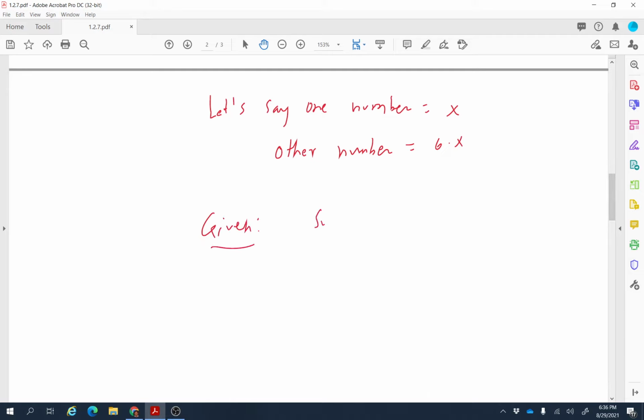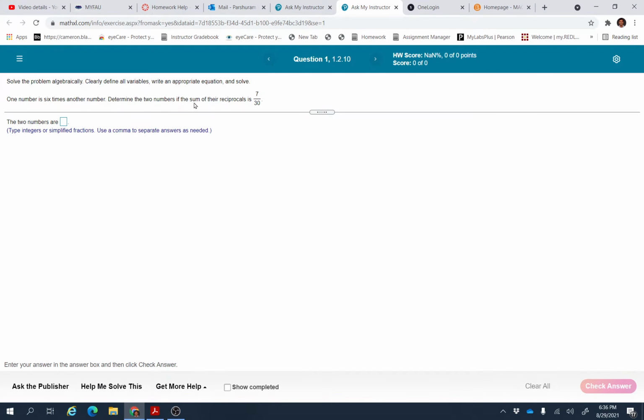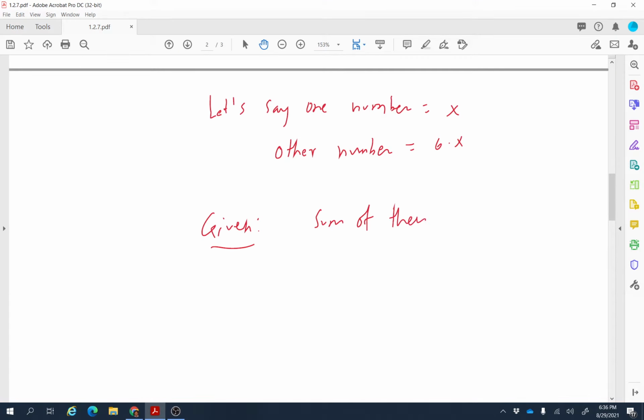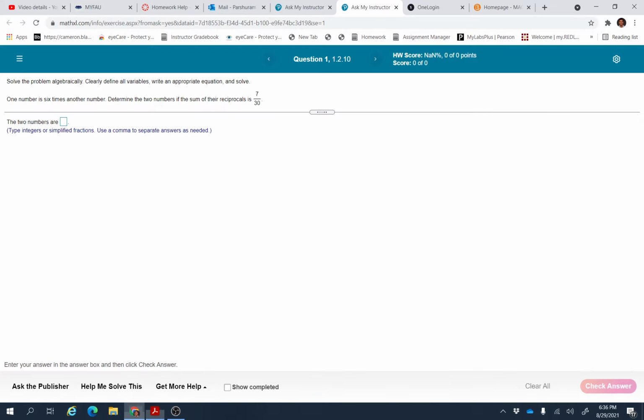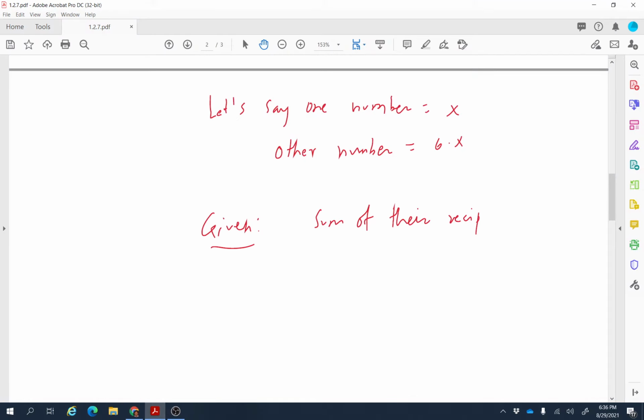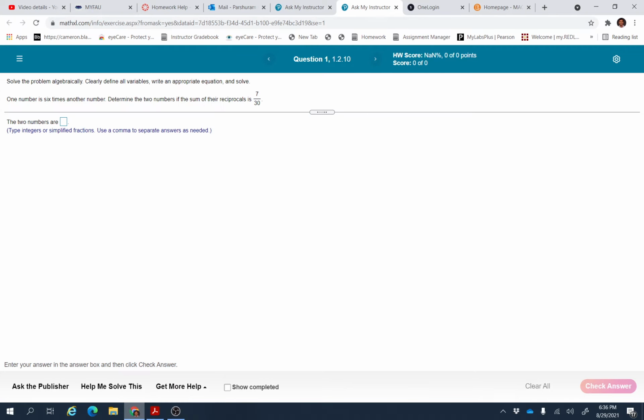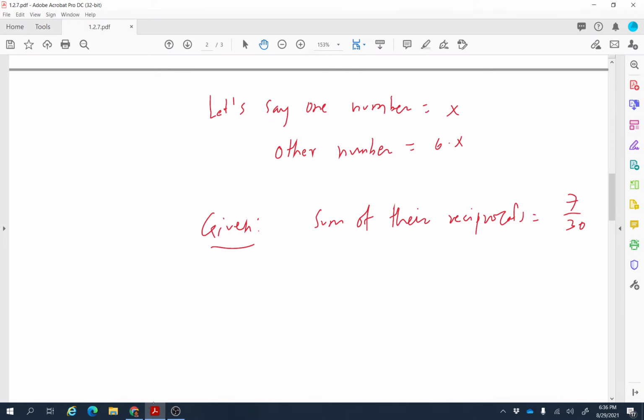Now we have the sum of their reciprocals equals 7 over 30. So first of all, the reciprocal of x is 1 over x. The reciprocal of 6x is 1 over 6x. So their sum, which is 1 over x plus 1 over 6x, equals 7 over 30.